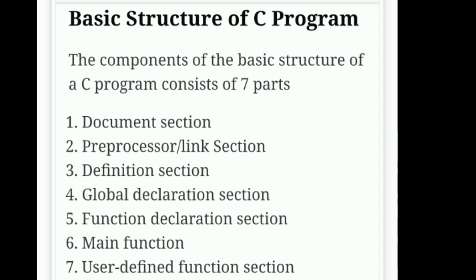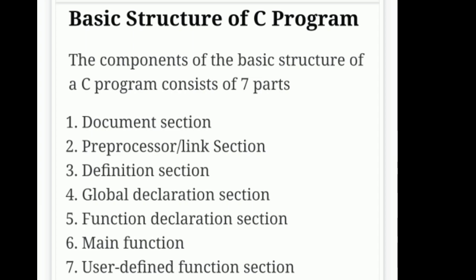Basic structure of a C program. The components of the basic structure of a C program consist of seven sections.